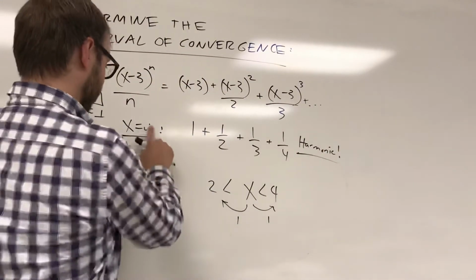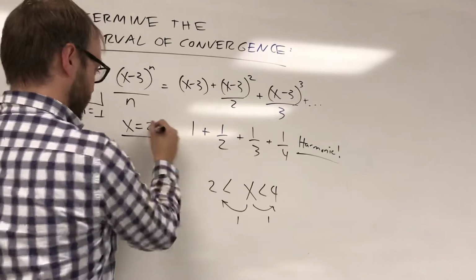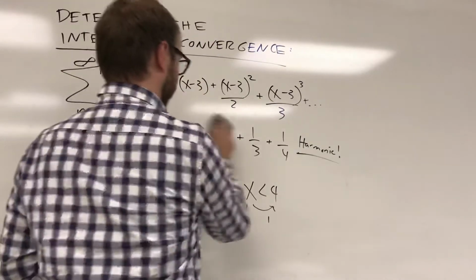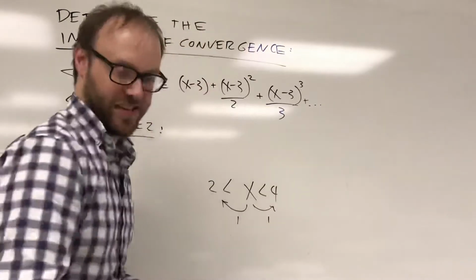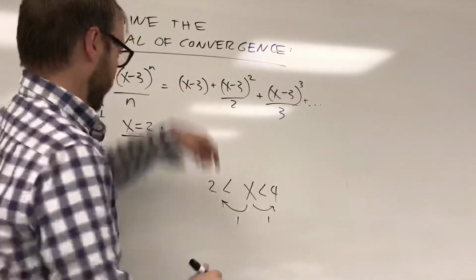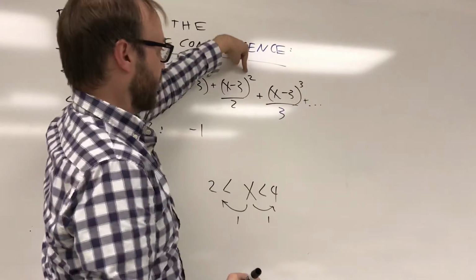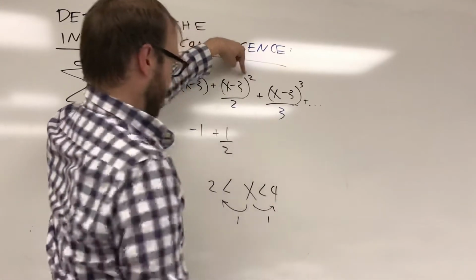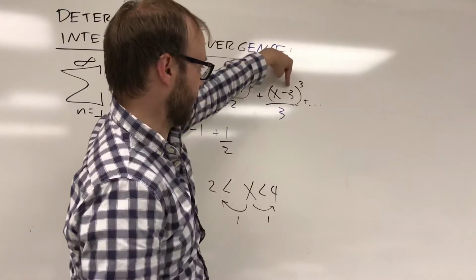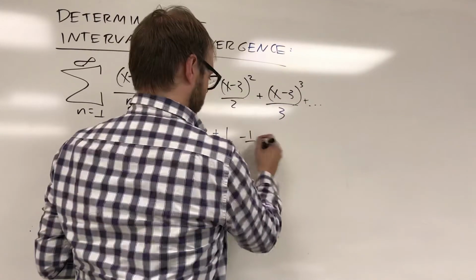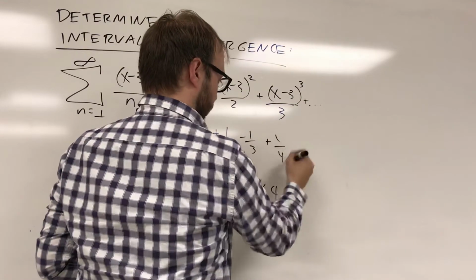Now, let me go back in and put in x equals 2, and let's see what happens there. A lot of times you're going to get series that are linked, but maybe with slight differences. 2 minus 3 is negative 1. 2 minus 3 is negative 1, squared is positive 1 over 2. 2 minus 3 is negative 1, cubed is negative 1 over 3. I think you're going to get a plus 1/4 and so on.